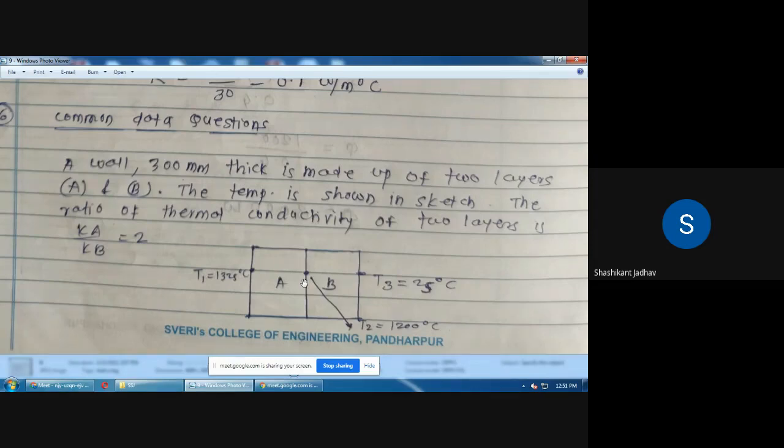So basically in this case we have to write down Fourier's law of heat conduction for the two sections, that is, for section A or layer A, and similarly for layer B. Whatever heat transfer takes place through layer A, that same amount of heat is transferred through section B or layer B. So we have to equate the equations for layer A and B. From that equation we get the value of LA by LB, which is 0.213.